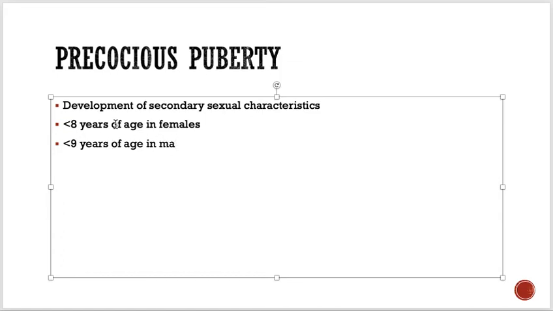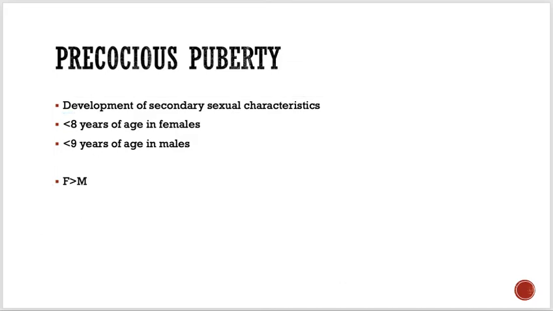Okay, so now remember I told you early puberty is very common in females. So this is simply early puberty. This is more common in females than males, right? This is called precocious puberty. And then there is something called delayed puberty.